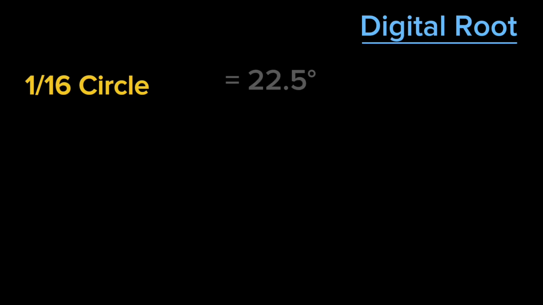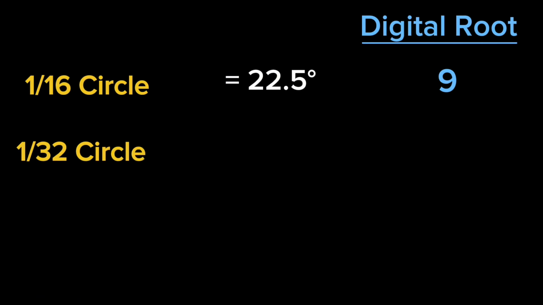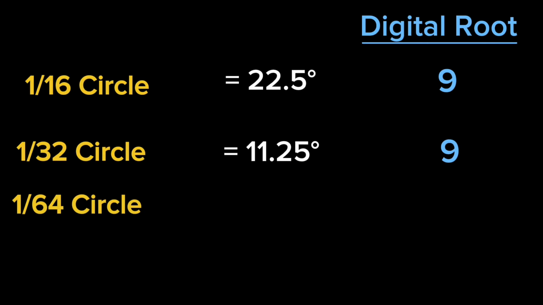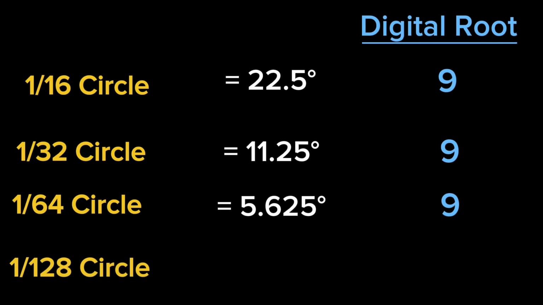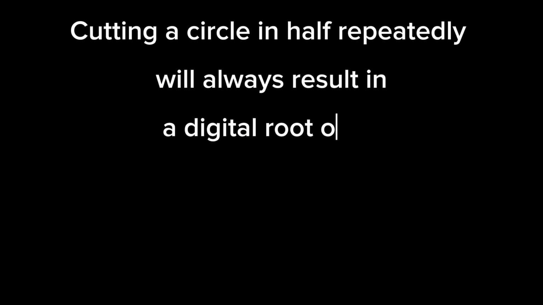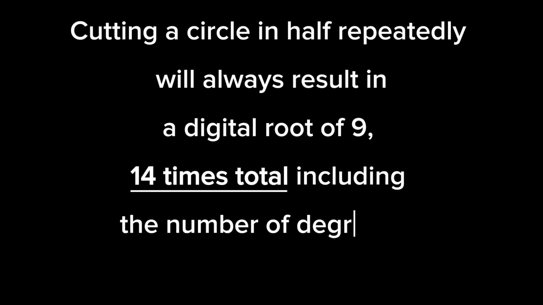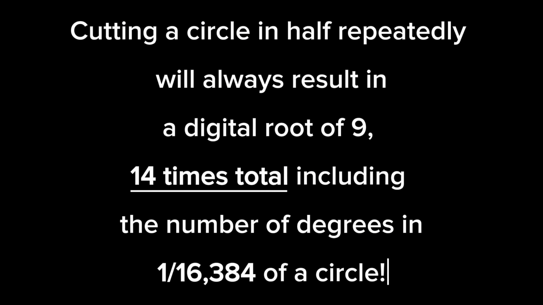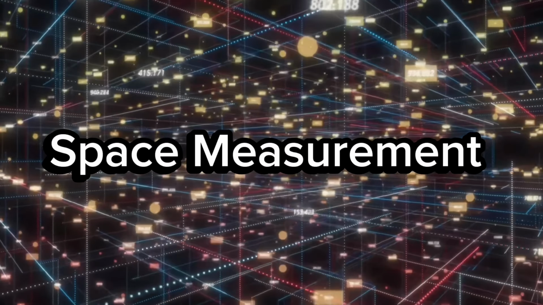1/16 of a circle measures 22.5 degrees, which has a digital root of 9. 1/32 of a circle measures 11.25 degrees, which also has a digital root of 9. 1/64 of a circle measures 5.625 degrees, which also has a digital root of 9. Even 1/128 of a circle measures 2.8125 degrees, which also has a digital root of 9. This process of cutting a circle in half repeatedly will always result in a digital root of 9, 14 times total, including the number of degrees in 1/16,384th of a circle. Now let's look at space measurement.